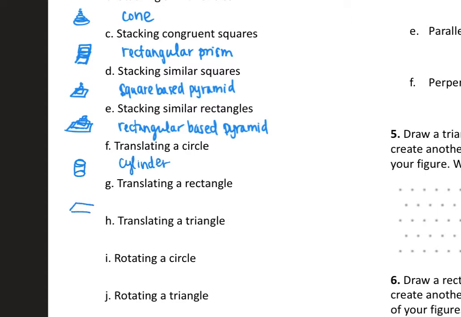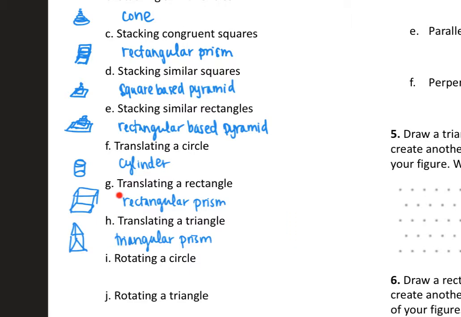Translating a rectangle, again, looks something like that. That would be a rectangular prism. Translating a triangle would be a triangular prism. And these all make prisms, which should make sense since we translate the base, it would form two bases. And remember that prisms are shapes with two bases. So cylinder, rectangular prism, triangular prism all have two bases.